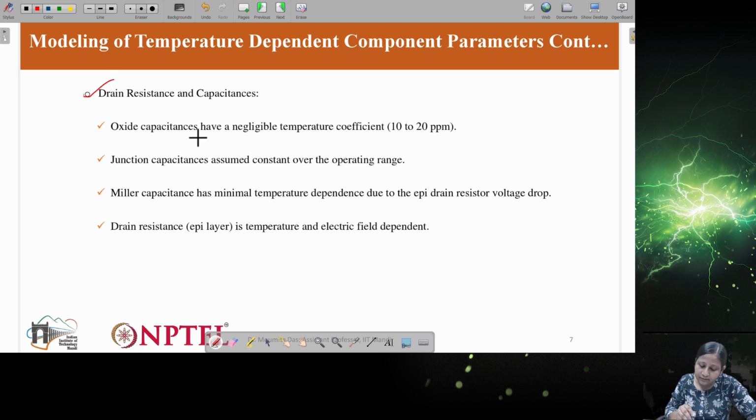So these oxide capacitances have a negligible temperature coefficient, okay, but the junction capacitance is assumed constant over the operating temperature range. The Miller capacitance has minimal temperature dependence due to the drain resistor voltage drop. The drain resistance is temperature and electric field dependent. So this drain resistance mostly gets affected by the temperature, but the capacitances, they do get affected, but the variation is not that much.